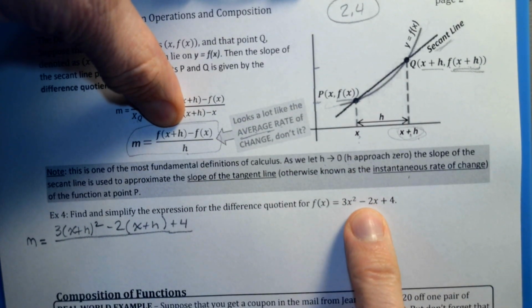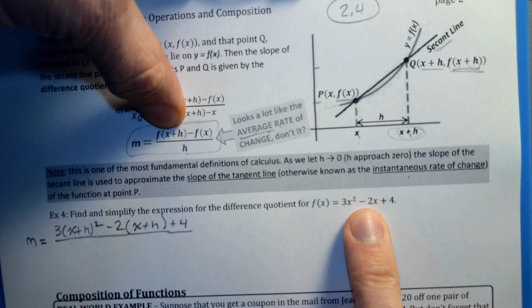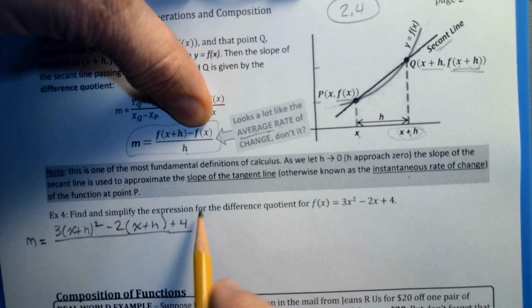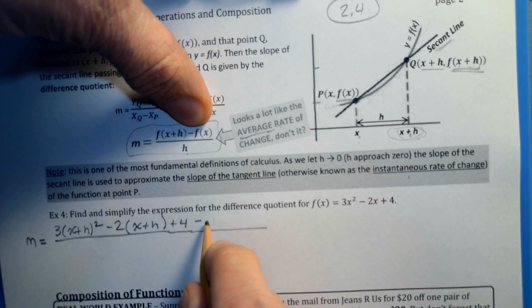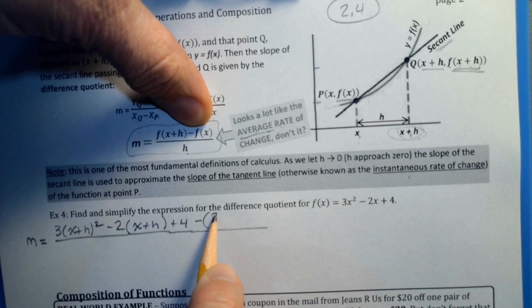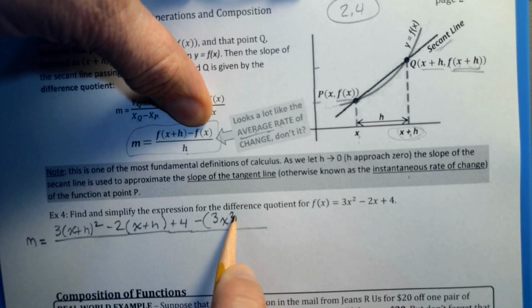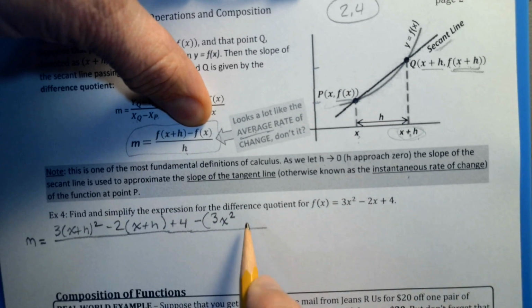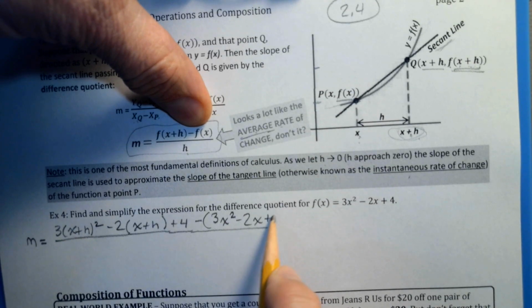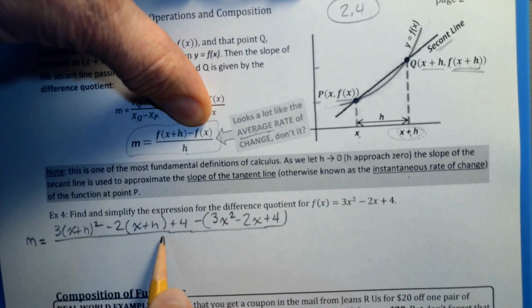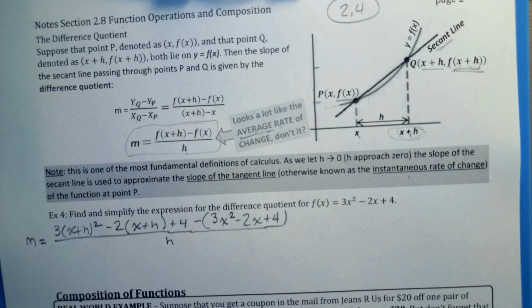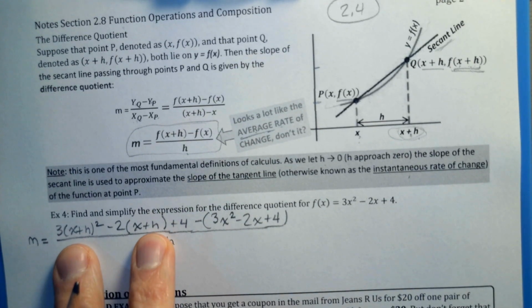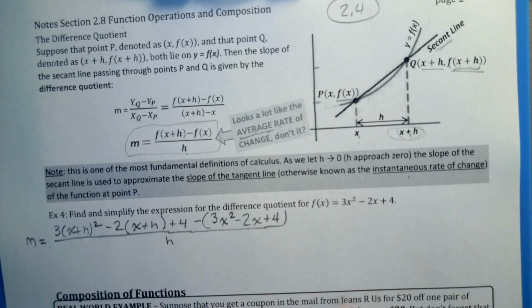It's that function evaluated instead of at x, evaluated at x plus h, minus f of x, so we're going to keep going here, minus f of x, put in parentheses, so we remember to distribute the negative. So 3x squared minus 2x plus 4, and all that is just over h. Okay. Now, let's simplify this stuff, right? And combine like terms and see what happens.